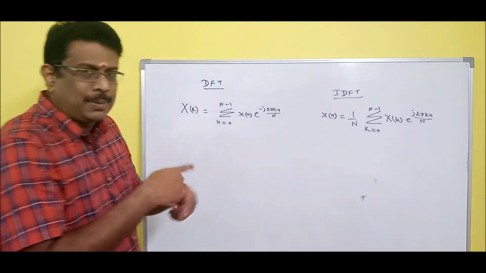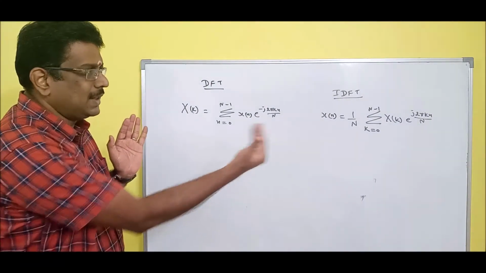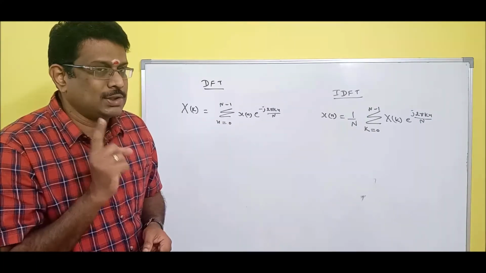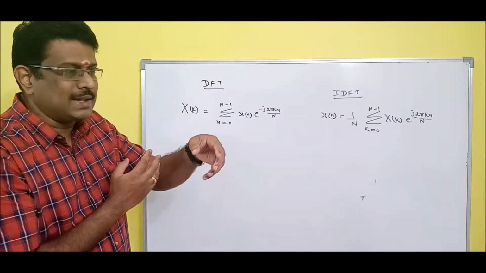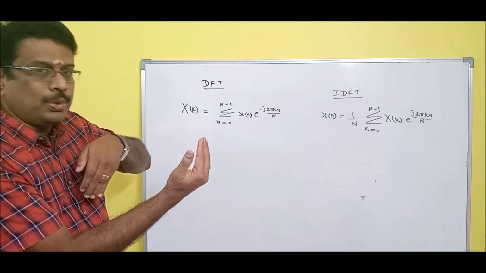Am I right? The diagram has to be reversed. That's the major idea. So you give x of n here, x of k here. There, reverse. First major issue: reverse. That is opposite to each other. Input becomes output, output becomes input.